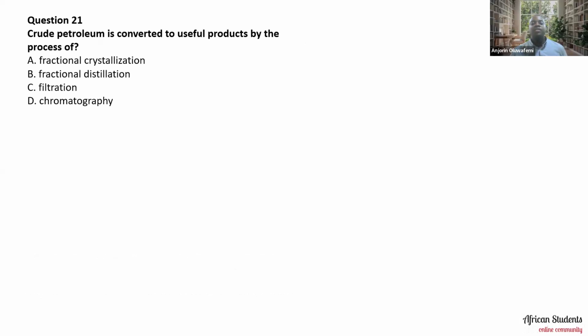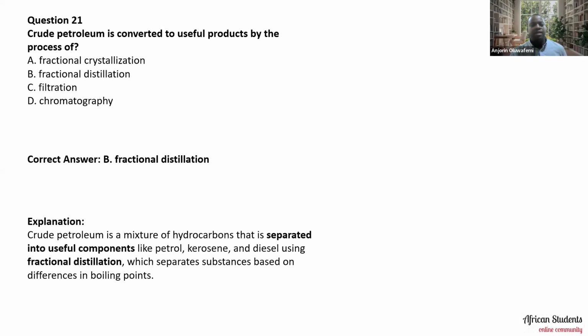Crude petroleum is converted to useful products by the process of A, fractional crystallization, B, fractional distillation, C, filtration, D, chromatography. The answer is fractional distillation. Crude petroleum is a mixture of hydrocarbons that is separated into useful components like petrol, kerosene, and diesel using fractional distillation, which separates substances based on differences in their boiling points. Okay.